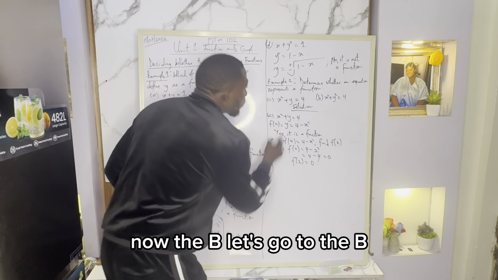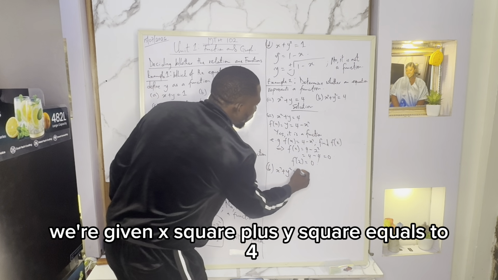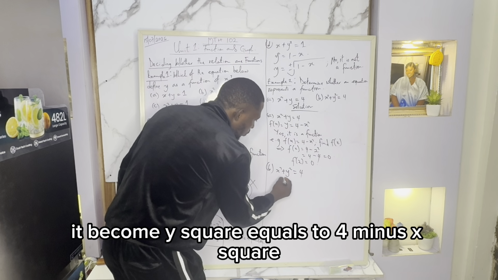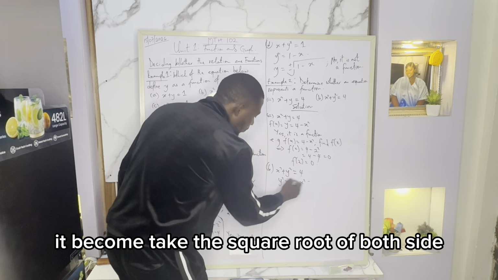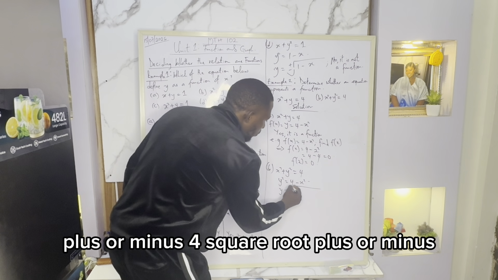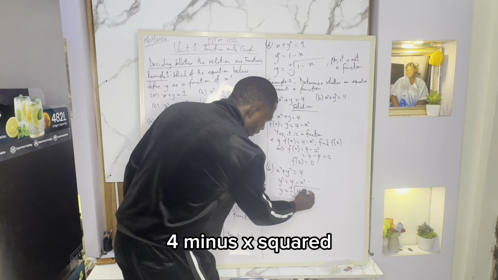Now let's go to the B. We're given x squared plus y squared equals 4. Make y solve the formula, it becomes y squared equals 4 minus x squared. Take the square root of both sides, and it becomes y equals plus or minus the square root of 4 minus x squared.